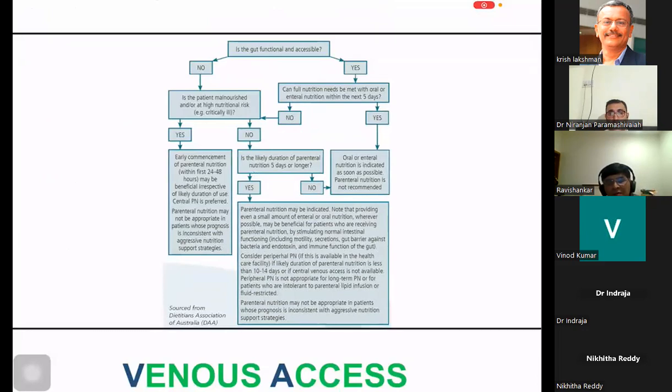To decide whether to give peripheral or central parenteral nutrition, generally, if it is less than 2 weeks, you'll go for peripheral parenteral nutrition. And if it is greater than 2 weeks, we can provide through the central lines.